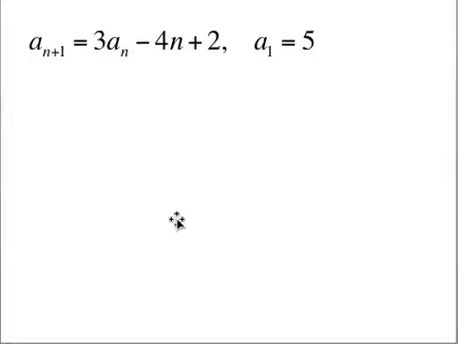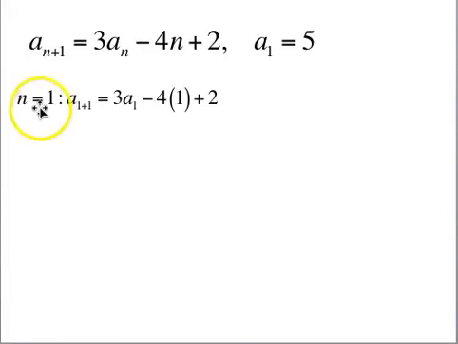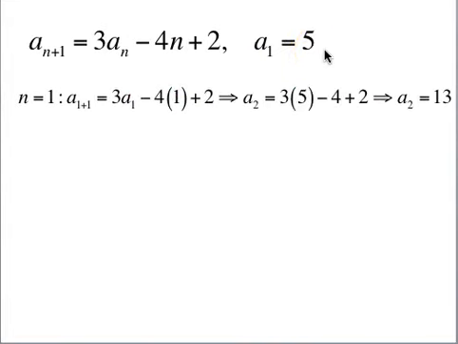Here's another recursively defined sequence. We're saying a sub n plus 1 is 3 times a sub n minus 4n plus 2, and a sub 1, our first term, is 5. So if n is 1, replace n with 1. A sub 1 plus 1 is 3 times a sub 1 minus 4 times 1 plus 2. But a sub 1 is 5. So 3 times 5 minus 4 times 1 plus 2. 15 minus 4, 11 plus 2, 13 is my a sub 2.